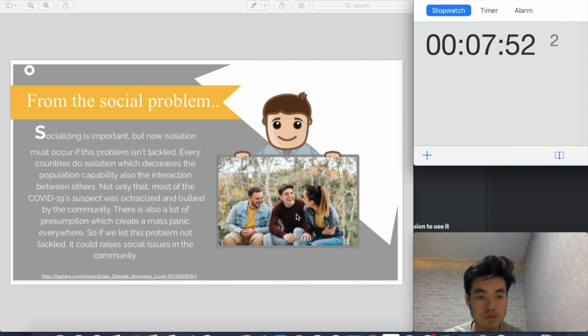From the social problem, socializing is important, but now isolation must occur if this problem isn't tackled. Every country does isolation, which decreases the population's capability, and also the interaction between others. Not only that, most of the COVID-19 suspects were ostracized and bullied by the community. There is also a lot of presumption which creates mass panic everywhere. So if we let this problem go untackled, it will raise the social issues of the community.